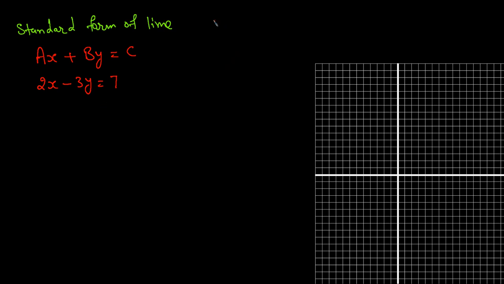There is another form, which is y is equal to mx plus b. This is called slope-intercept form, where m is the slope and b is your y-intercept. But in this format, this is a standard form of a line, and we can graph this line. If they give you a standard form of a line and ask you to graph it, you can use the intercepts. So let's find out what the intercepts are.